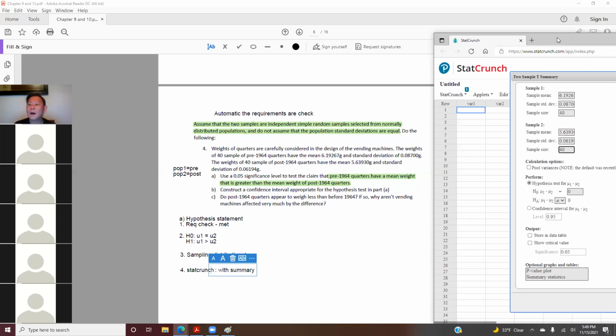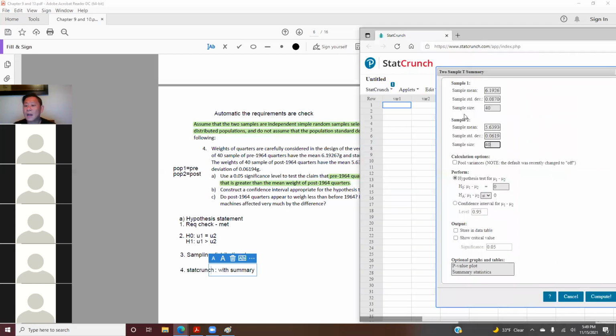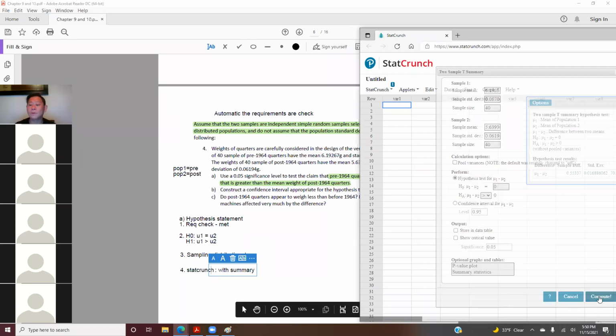Okay. So in this case, leave this off. Don't put variance, not the default one. So don't put the variance, just leave it off. And we want mu1 is equal to mu2, and mu1 is greater than mu2, right? Because your claim statement says that. So we compute.